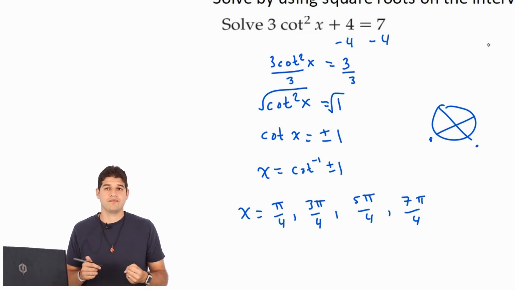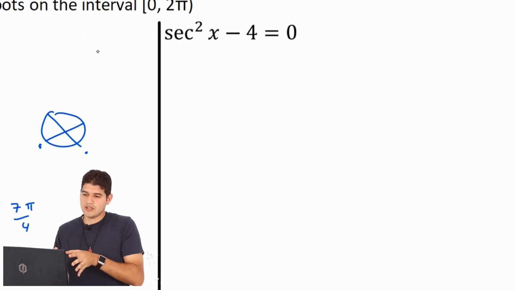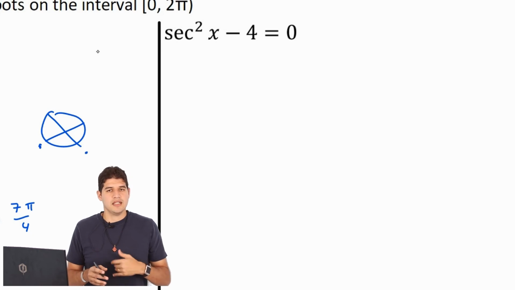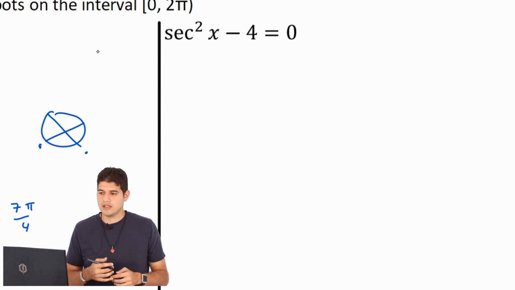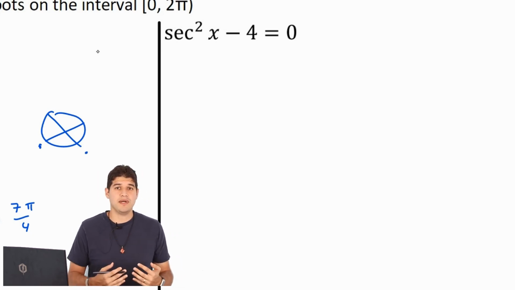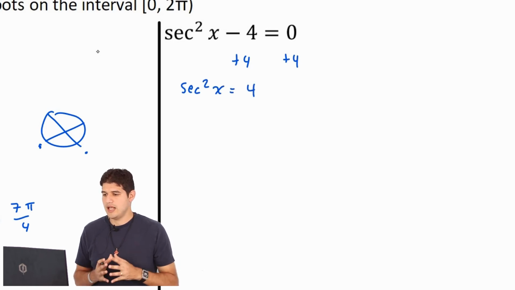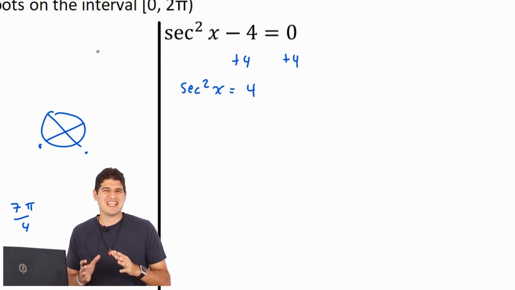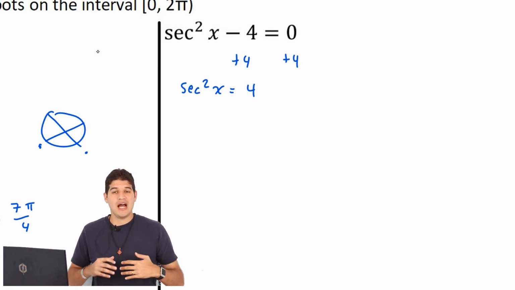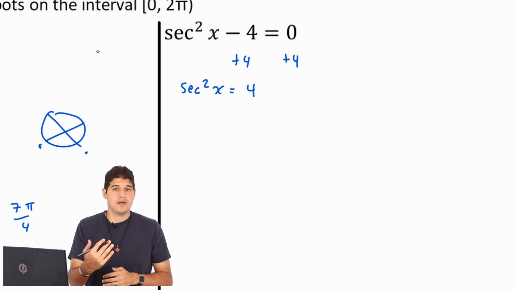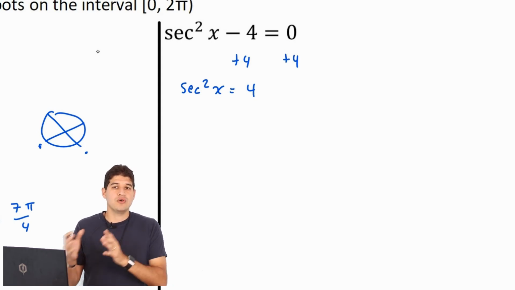pi. So let's move over here to the secant squared of x. And let's see how this one's going to look. First, I'm going to isolate my trig function by adding 4 to both sides. And I have secant squared of x equal to 4. And then I'm going to do exactly what I did in the previous problem. I'm going to get rid of that square by taking the square root of both sides.